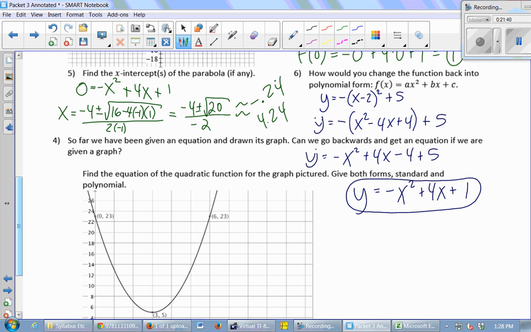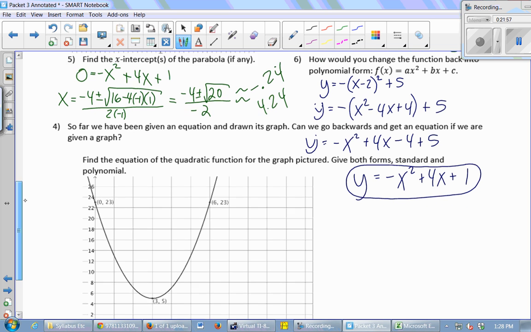All right. So we can be given a formula and draw its graph. Whether we're given standard form or vertex form, you could always put it into the vertex form and draw its graph. But what if I give you the graph? Could we come up with its equation? Sure, yeah.